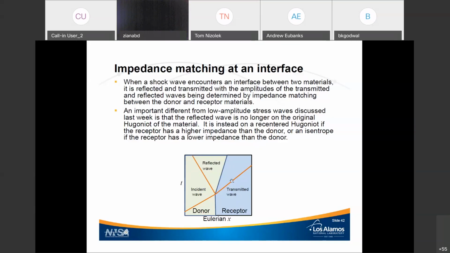And the receptor, of course, it's still the same old thing. You've got an initial condition and a final condition.